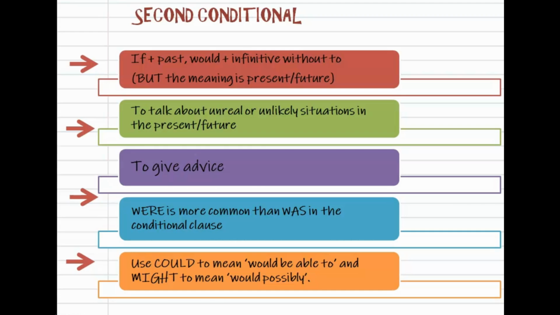Finally, instead of would, you can also use could to mean would be able to, and might to mean would possibly.